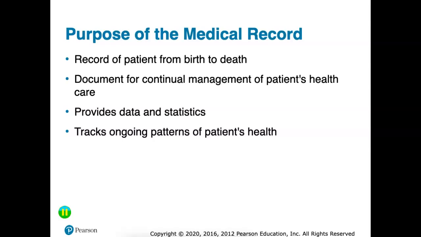So the purpose of the medical record is to record a patient from birth to death, document continual management of patient's care, provide data and statistics for people making informed decisions on the healthcare of individuals or communities, and then track ongoing patterns in a person's health. So, maybe you're on a blood thinner as an example, and it has one impact now, and it could have another impact down the road, and that's just one of the many examples of how health records are used.